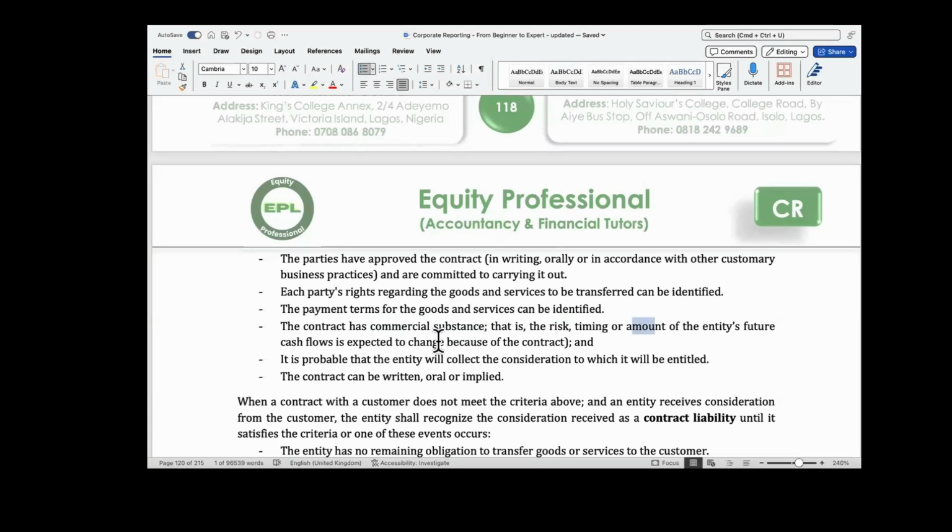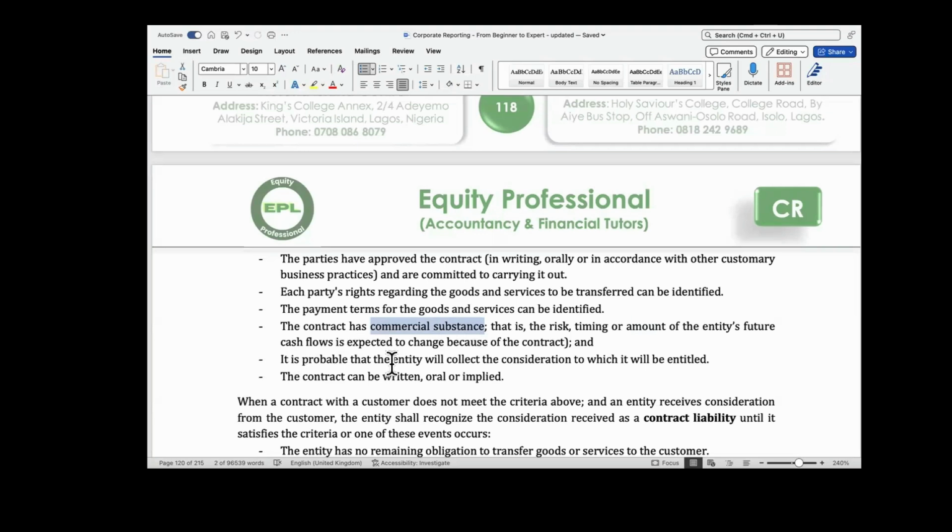So it is not every time you enter into a contract that would be a contract. You can enter into a contract with a related party, maybe with your wife or your child or your siblings. It might not have commercial substance. Whether it pays or not, nobody would be sued. Nobody will face any consequence. Nothing will happen. There's no commercial substance.